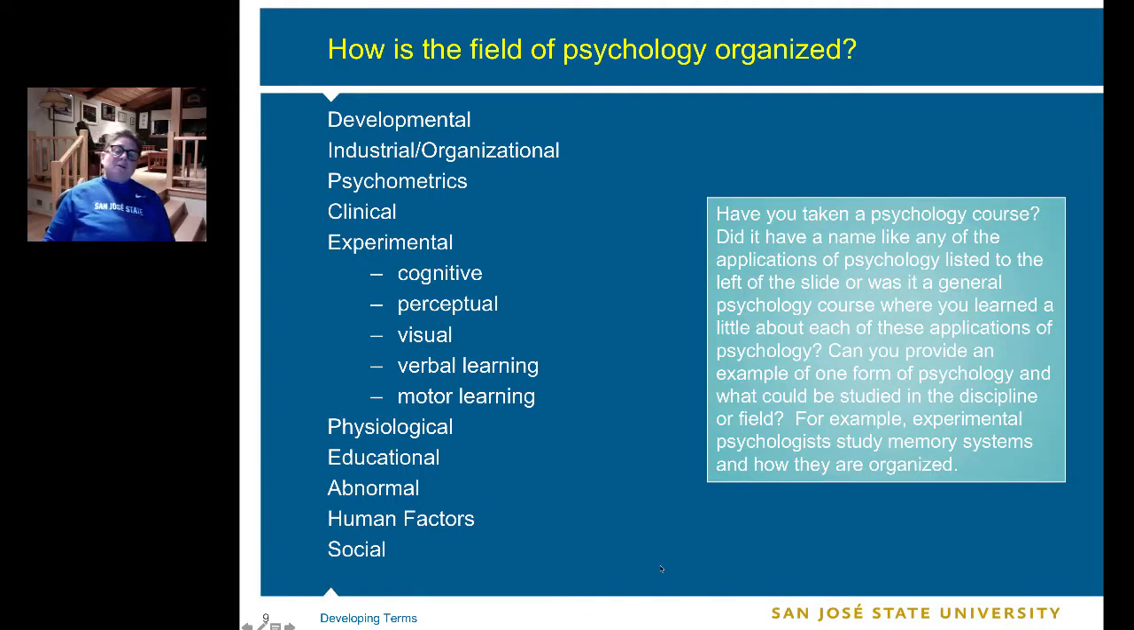And what I want you to think about now is, have you taken a psychology course? And if you've taken a psychology course, was it a specific course on one of these issues or applications? Or was it a course in general psychology where you actually looked at all of these areas and it was to introduce you to these areas so that if you wanted to study more deeply, you would know what area to pick? Notice how I've included human factors in this slide, because human factors actually, although at San Jose State is found in the College of Engineering, it also is found in the Department of Psychology at San Jose State University.